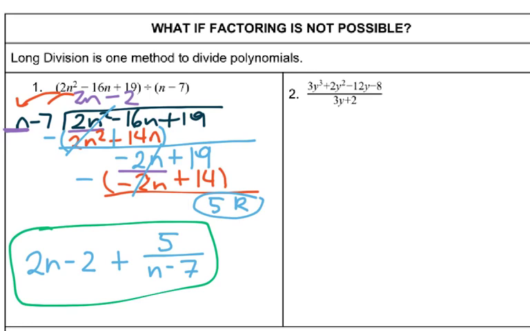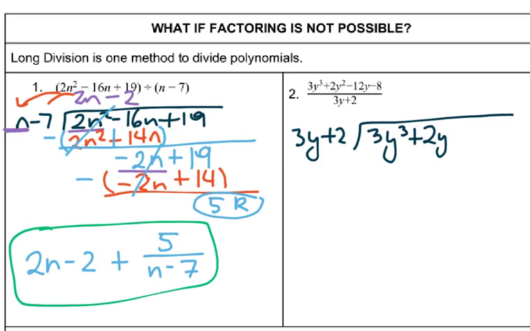And example number 2. My divisor is 3y plus 2. My dividend is 3y to the power of 3 plus 2y squared minus 12y minus 8. And again, we're going to start by looking at the first term of the polynomial, divide by the first term of the divisor. So 3y to the power of 3 divided by 3y gives me y to the power of 2.